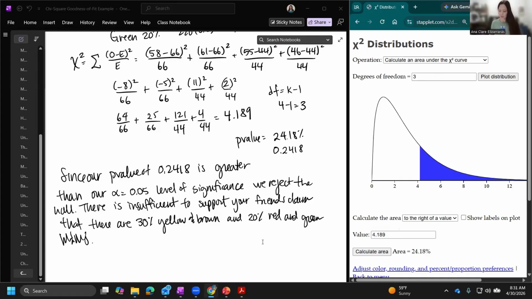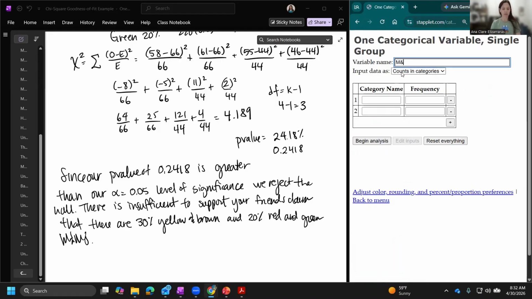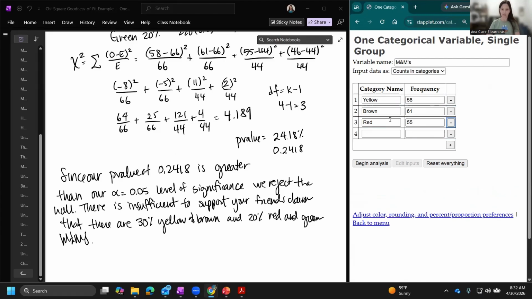Okay. What if we didn't want to calculate the chi-squared test statistic by hand? What we would do is, from the beginning, since this is categorical, we would go to one categorical variable, single group, and we're going to give a name of M&Ms. And we had yellow first, which occurred at a frequency of 58. The brown was 61. We need to add more categories for red of 55 and green of 46.